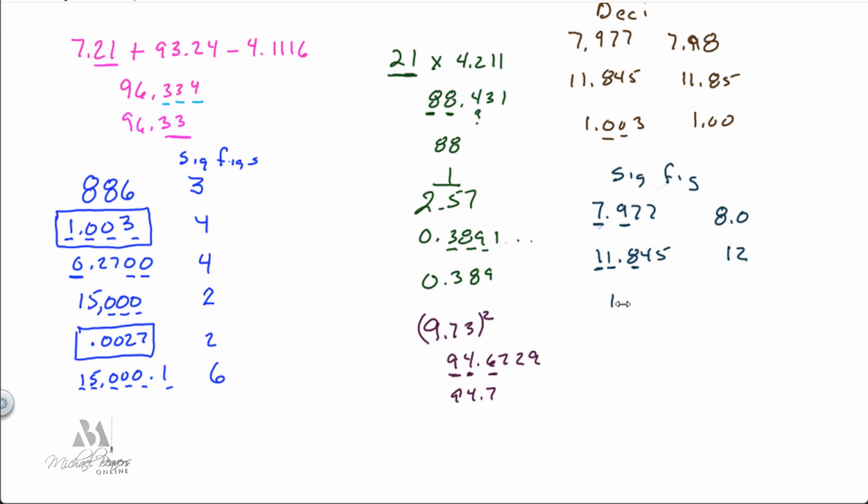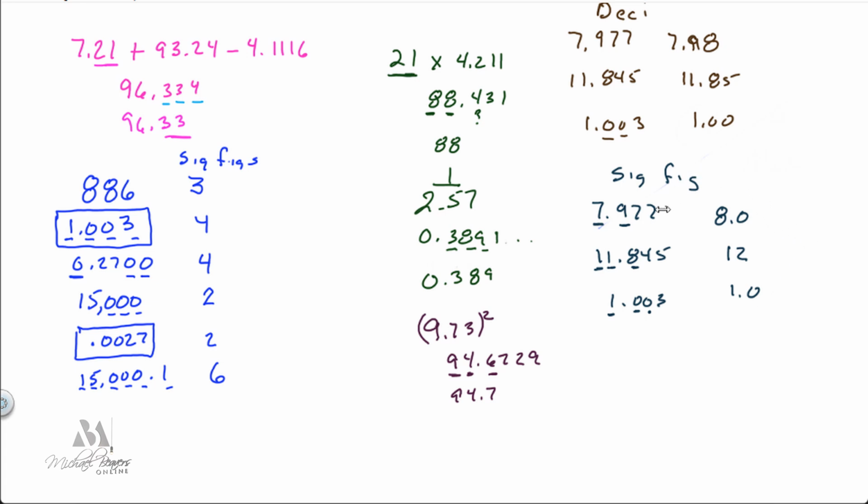Let's do 1.003. So we have 4 significant figures here. We need to get to 3. I'm sorry, we need to get to 2. So I get to count this one and this one. Remember, zeros in between non-zero numbers are significant. So I look to the third place. We do not round up, and so that's going to be 1.0 if we round to 2 significant figures.